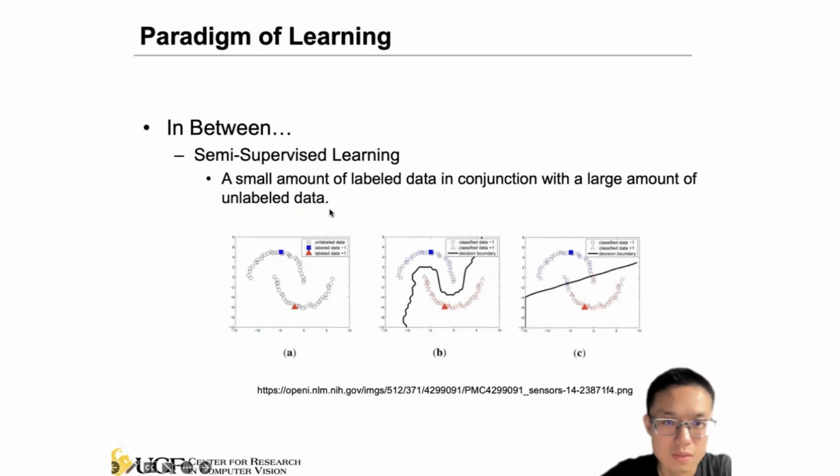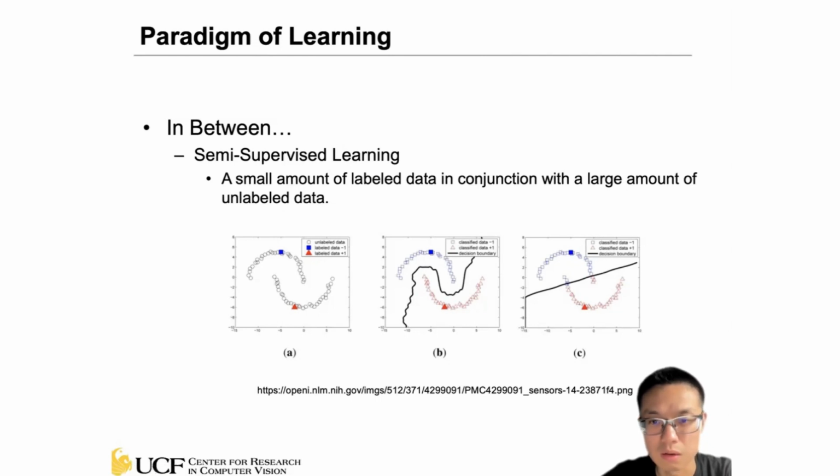In between supervised and unsupervised, there are also some other settings. One is called semi-supervised learning. In semi-supervised learning, we have a small amount of labeled data, and in addition to that, we also have a large amount of unlabeled data. This is often the case in real-world applications.